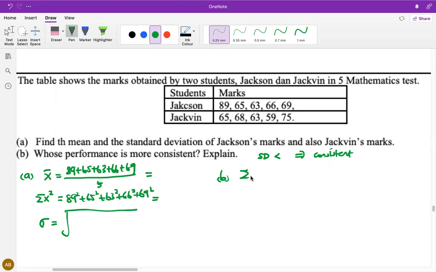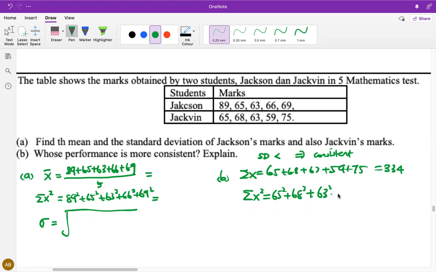the mean, or you just find the sum of x first: 65 plus 68 plus 63 plus 59 plus 75. Okay, so equals to, okay, let's do it. If you know how to do this, you can just stop the video and check the answer later on, right? All right, so you do it by yourself first. Okay, this is sum of x squared: 65 square plus 68 square plus 63 square plus 59 square plus 75 square.